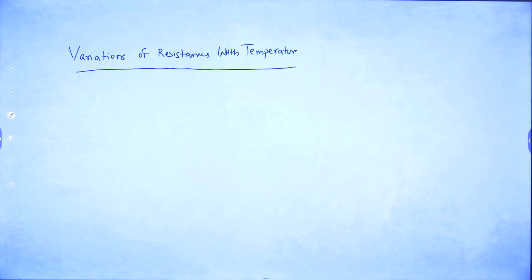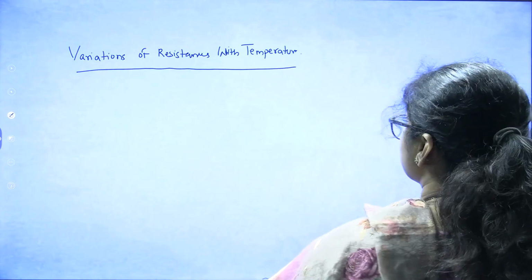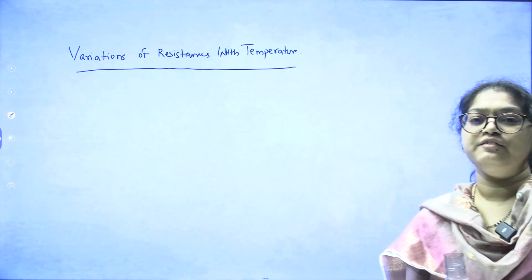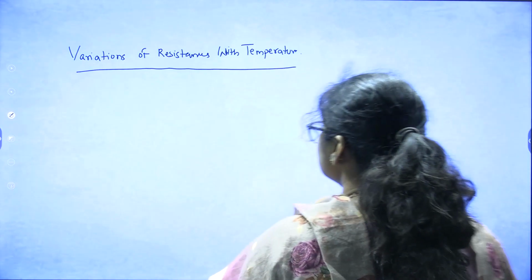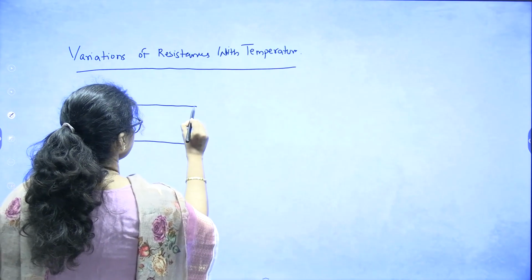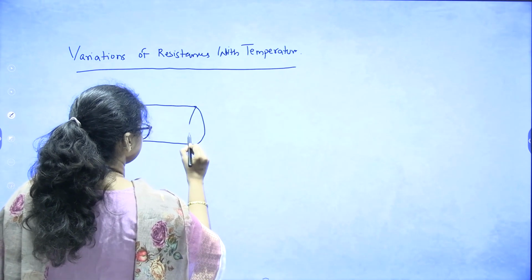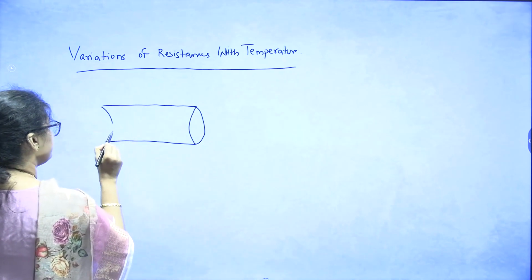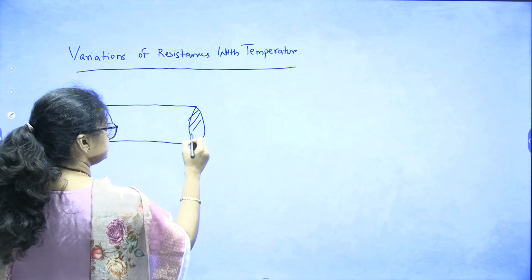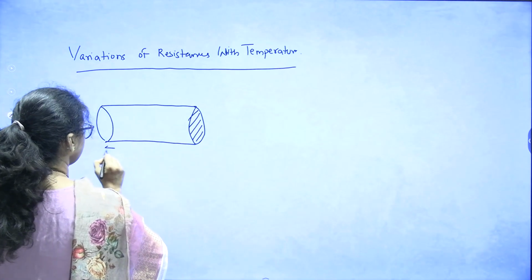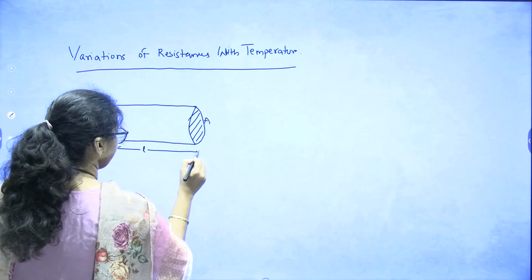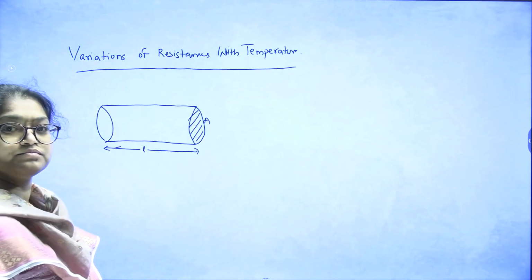So if I take a conductor of a cross-section area, it will have some finite length L. So I'll take a conductor of some cross section. At the same time, it will have some finite length.